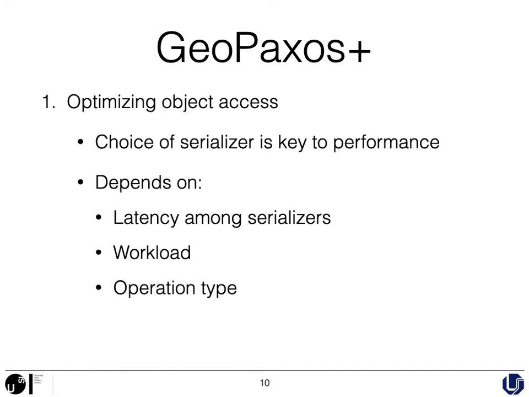In GeoPaxos Plus, we intend to optimize this object access, and we realized that the choice of serializer is key to performance, and it strongly depends on the latency among serializers. This influences the multi-serializer operation, for instance. It depends on the workload. Do we have locality? Is this a uniform distribution? How do we deal with both situations? And we also consider different operation types, specifically read and write operations.